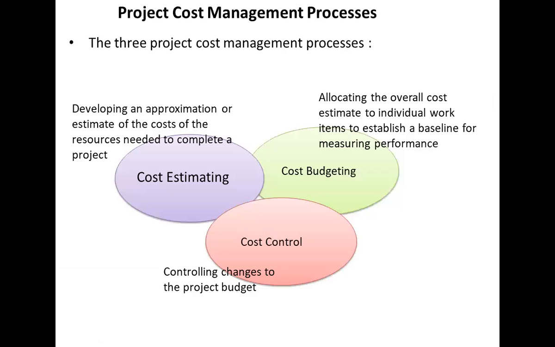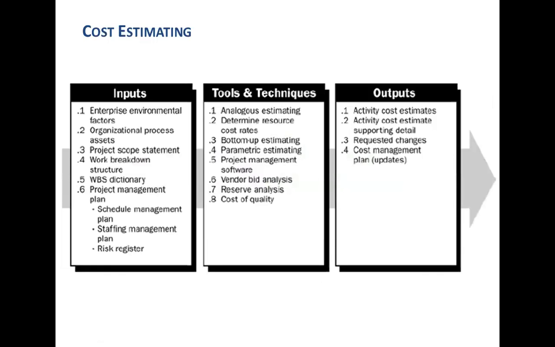So let's look at the first process group, cost estimating, in more detail. In cost estimating, there are different tools and techniques we use: analogous estimating, resource estimating, resource cost rates, bottom-up estimating, parametric estimating, resource analysis, cost of quality, and using project management software is also a tool which we can use. Okay. So let's have a look at a few of these tools and techniques, and let's see what we can do with these tools in cost estimation.